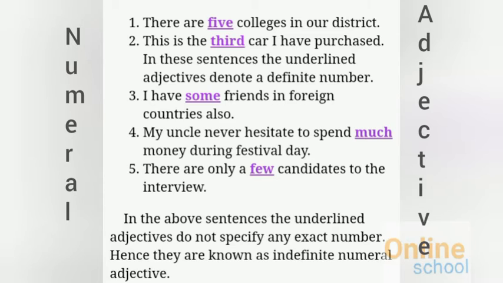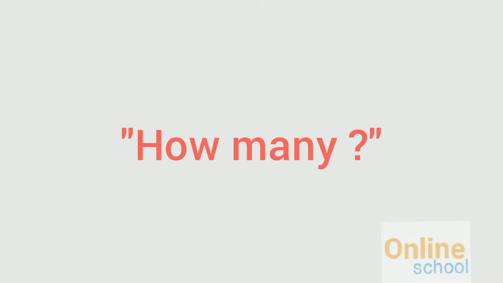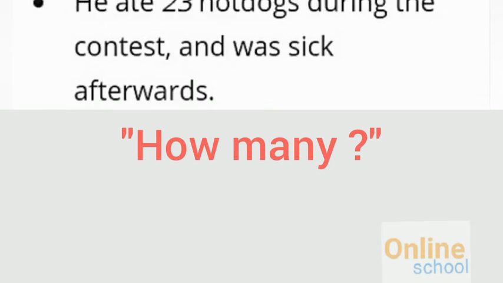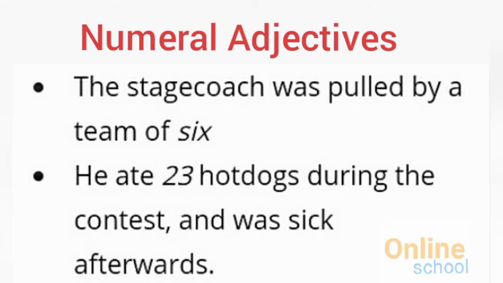So numeral adjectives, when they are used in sentences, numbers are almost always adjectives. You can tell that a number is an adjective when it answers the question how many. Example: the stage coach was pulled by a team of 6. He ate 23 hot dogs during the contest and was sick afterwards.